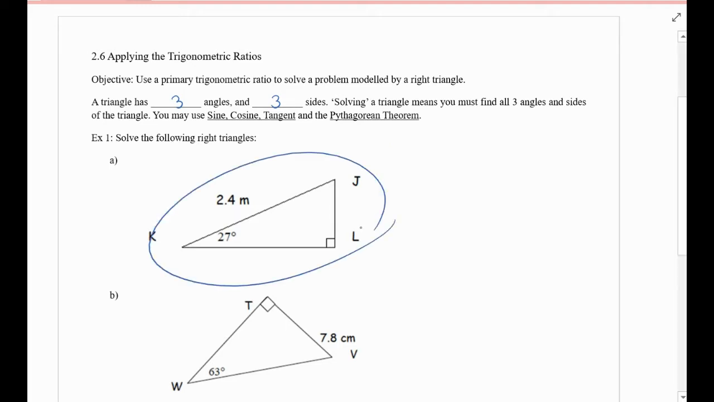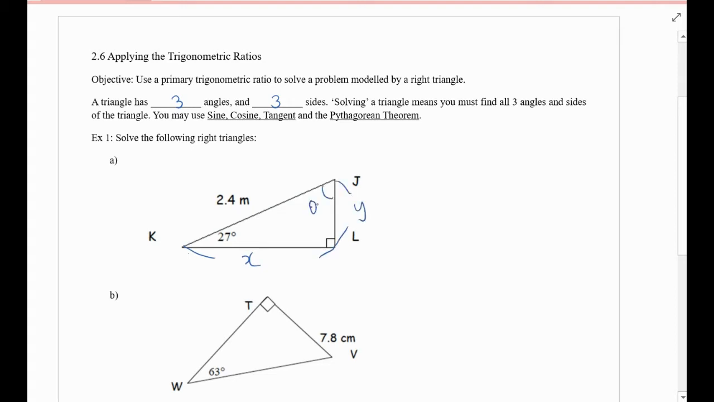So for example, we know this is 2.4 and this is 27 degrees and this is 90 degrees. So 3 components are given, and we will be able to find this missing side, this missing side, and this missing angle. We will be able to find x and y and theta. Okay everyone, let's find x first.